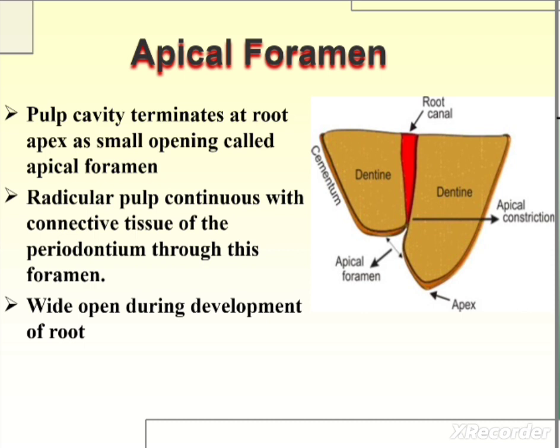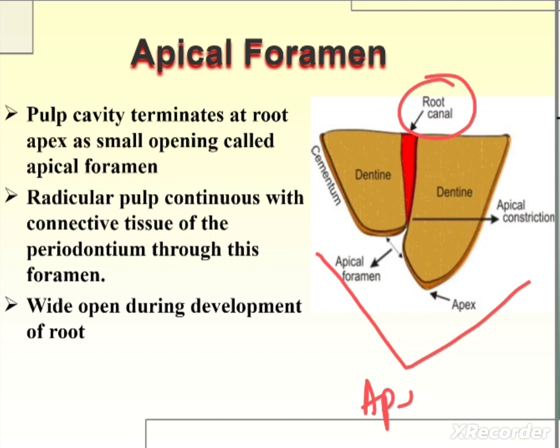What is an apical foramen? The pulp cavity terminates at root apex, a small opening called apical foramen. So as you can see, this is the root canal or the radicular portion of the pulp, and here is the apex of the tooth. So the pulp cavity terminates at the root apex in a small opening. So this small opening is known as the apical foramen. The radicular pulp continues with the connective tissue of the periodontium through this apical foramen.